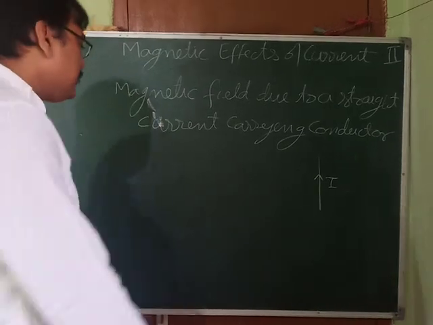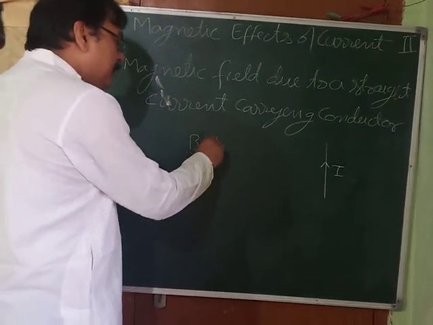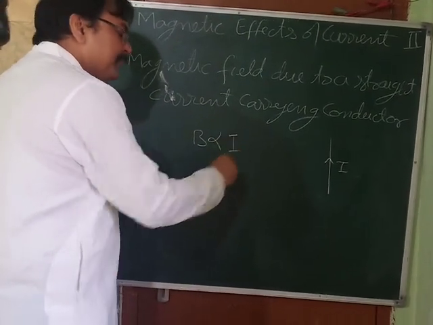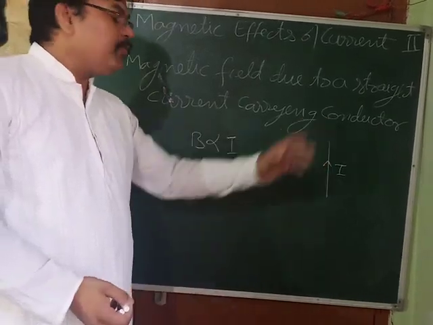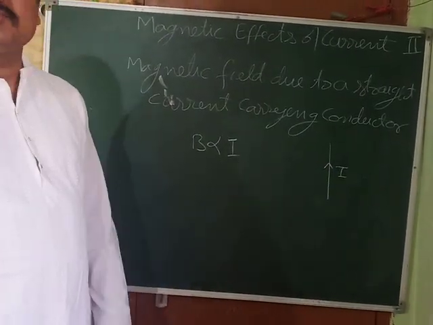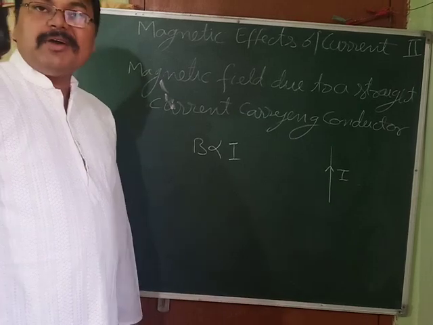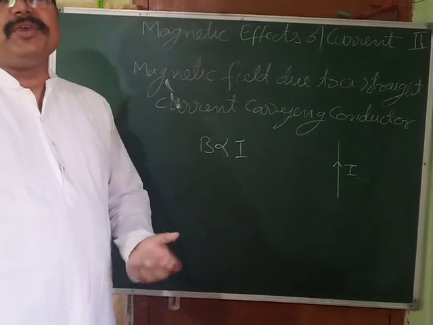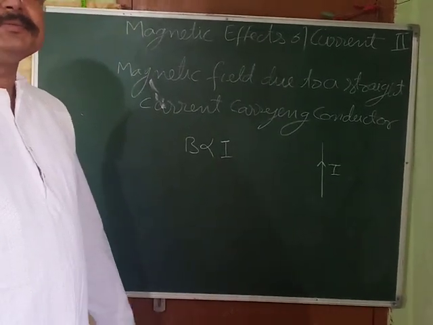So first thing, the magnetic field produced by it will be proportional to current. That means if more current is flowing through the wire, the magnetic field will be very strong. If less current is flowing through the wire, the magnetic field will be weak.